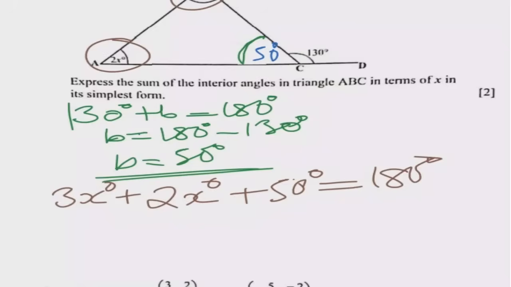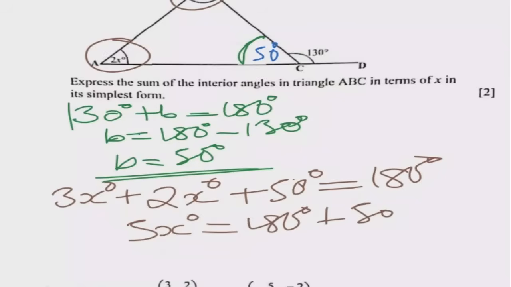So we put like terms together. 3x degrees plus 2x degrees gives us 5x degrees, which is equal to 180 degrees plus 50 degrees. Sorry, not plus 50. Now that 50 has crossed the equal sign, it should be minus 50 degrees. Then we write 5x is equal to 130 degrees.